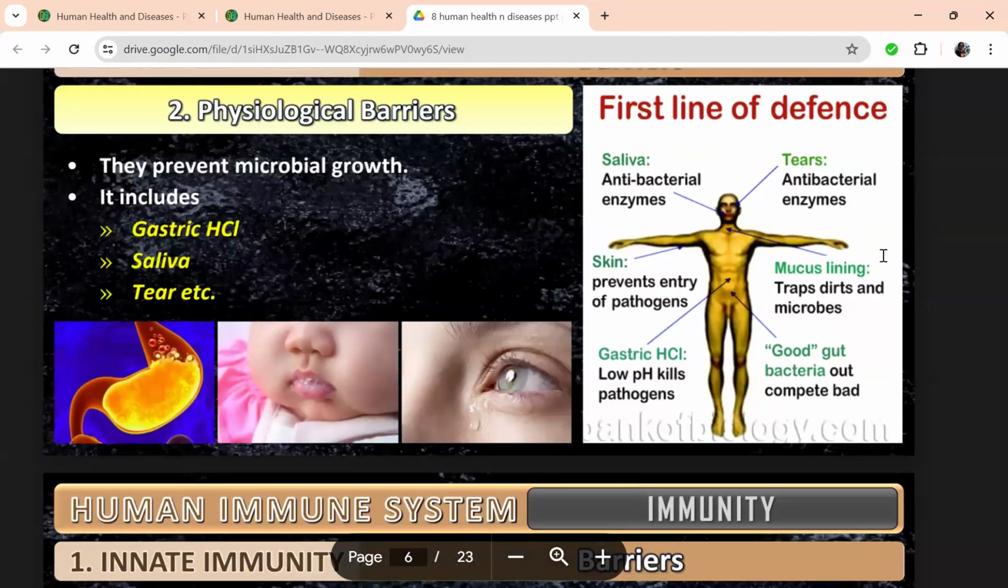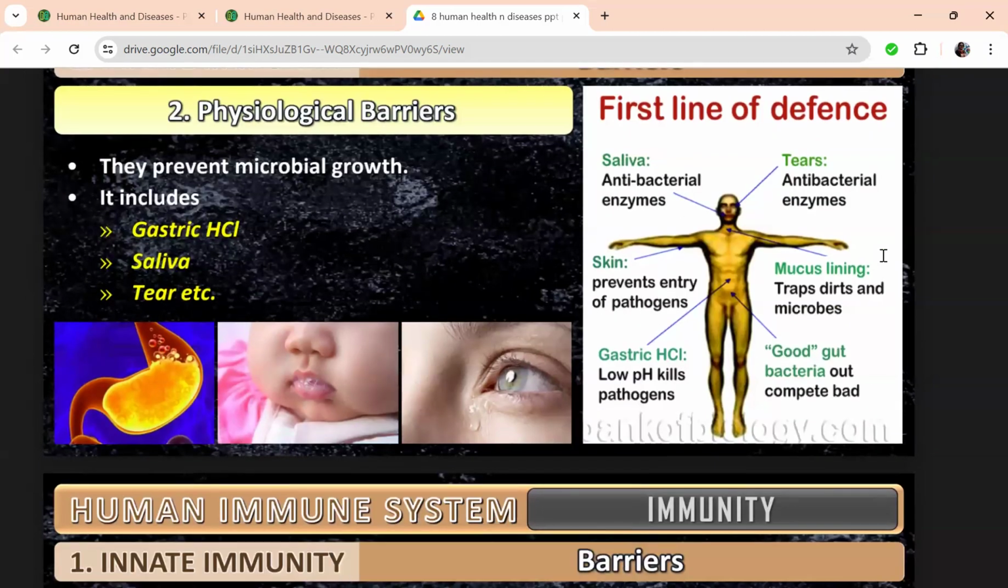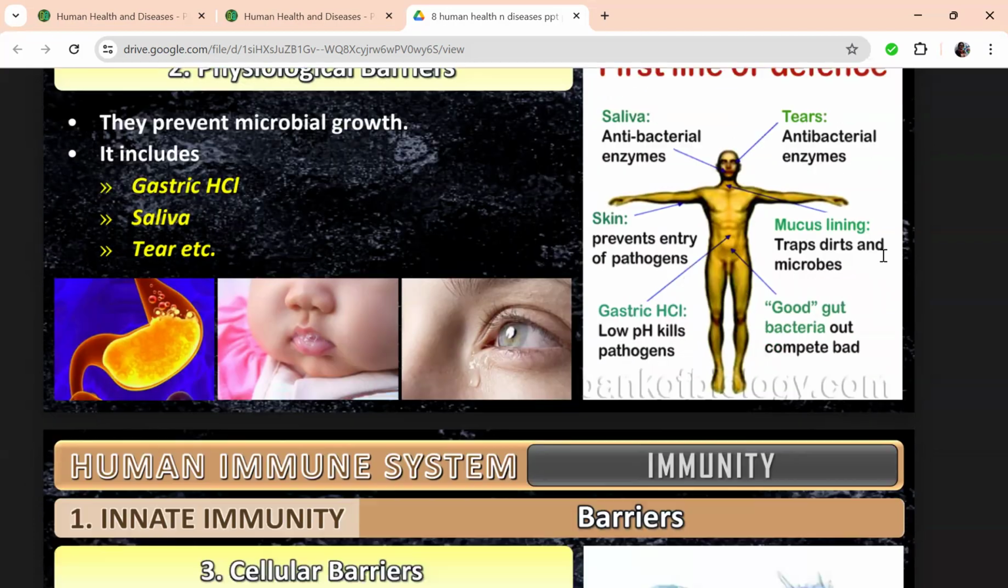Next, I have the physiological barriers. Physiological barriers would mean the gastric HCl, saliva, tears, all these are physiological barriers. Skin is the physical barrier, but what is coming out, like saliva or tears, are the physiological barriers that we have. So they prevent microbial growth.